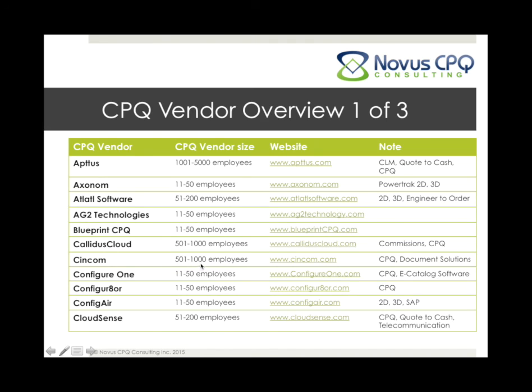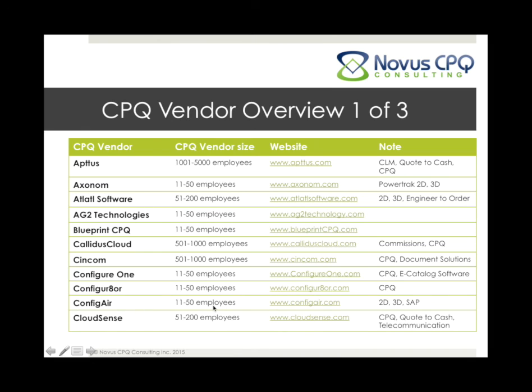Syncom, same size company. They also have a CPQ solution and a document solution. Configure One has a CPQ and an e-catalog software solution. Check this out. Configurator is also a smaller company, so all these three are a little bit smaller. It's a CPQ solution over here.